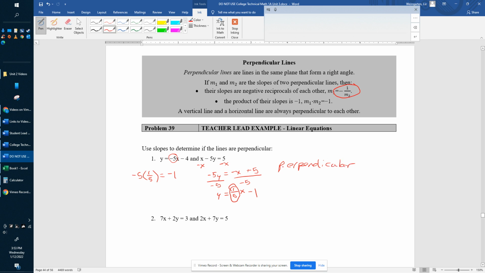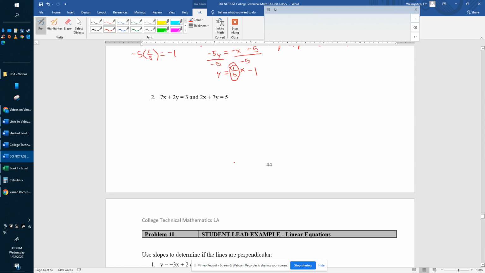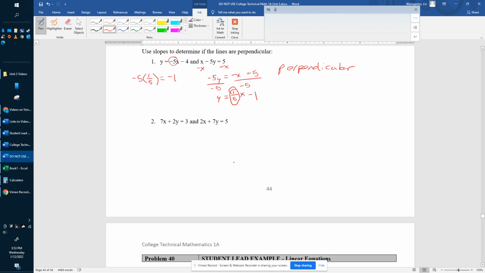Let's look at these two. Now we're going to have to solve for y on both of these. Yuck. All right, let's start with the first one. Subtract 7x. 2y equals -7x plus 3. Divide by 2 on both sides. Remember to divide the 3 by 2 as well. Y equals -7/2 x plus 3/2.